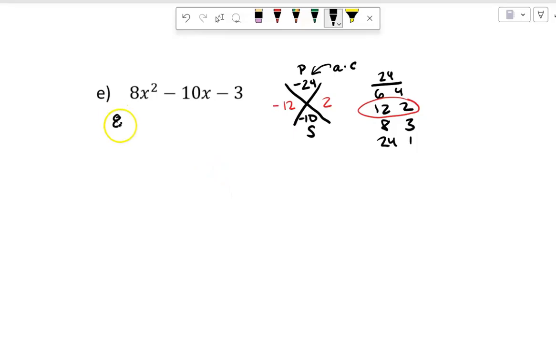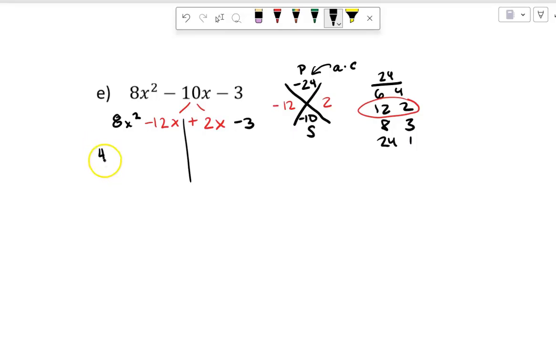So now we are all set to factor by grouping, which means I'm going to replace the middle with my two numbers that I found. So all I did was, instead of negative 10x, I have negative 12x plus 2x, which equals the exact same thing, and now I'm ready to group.